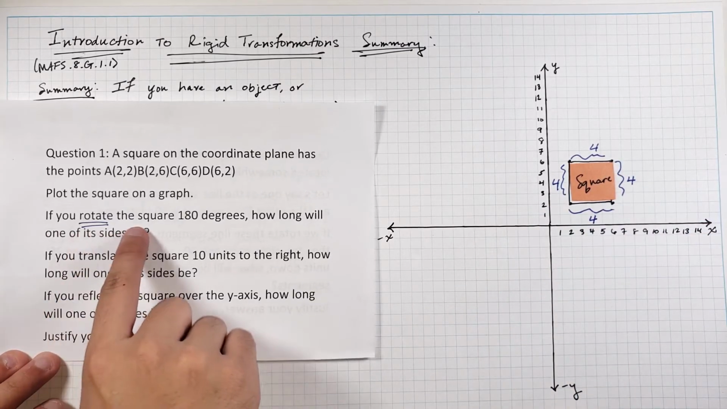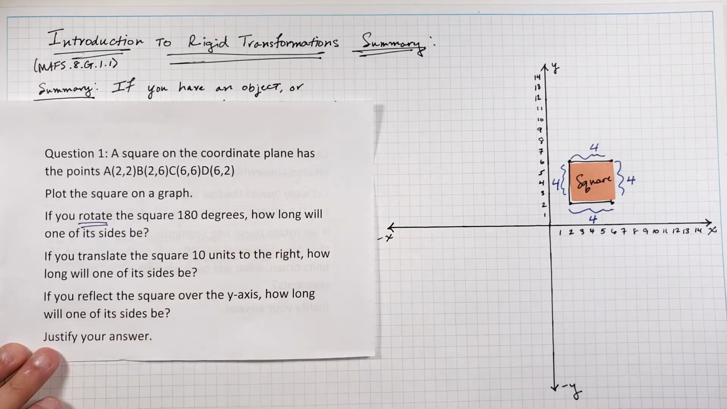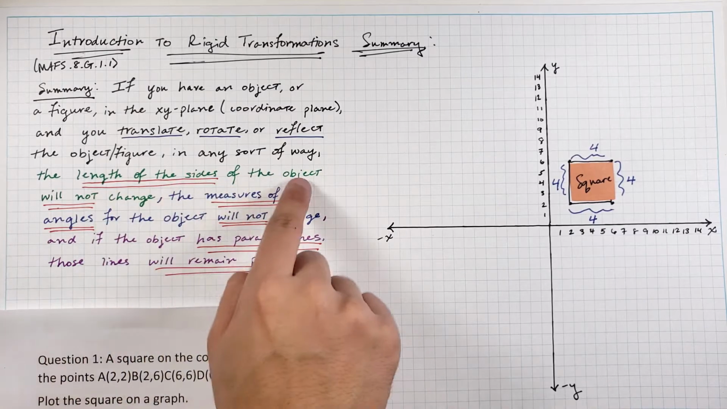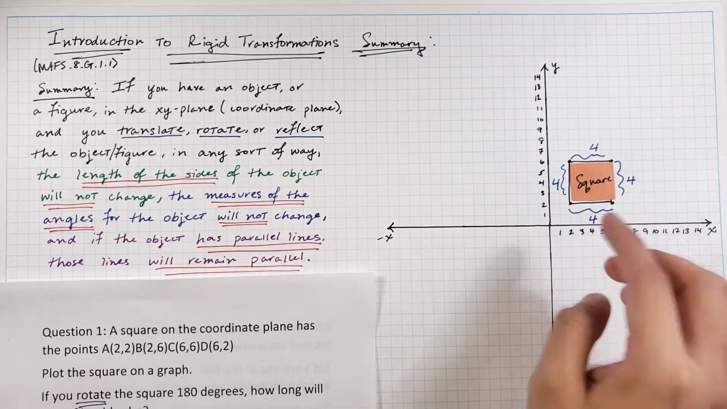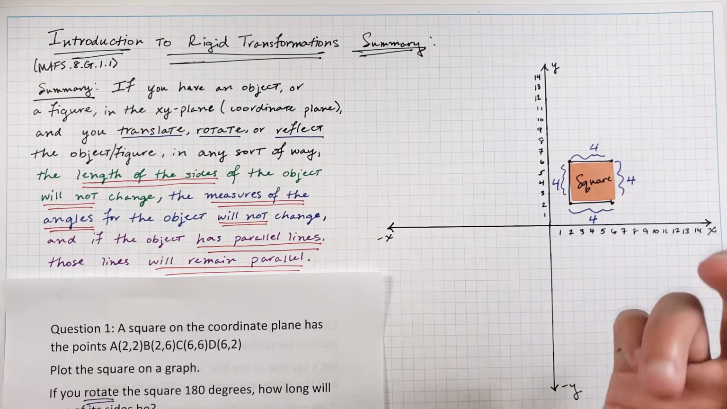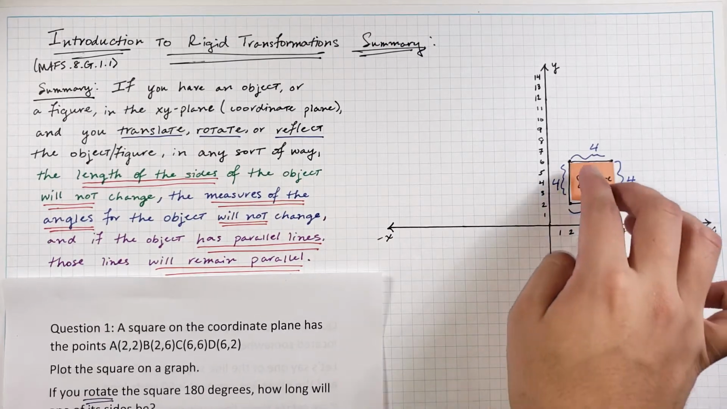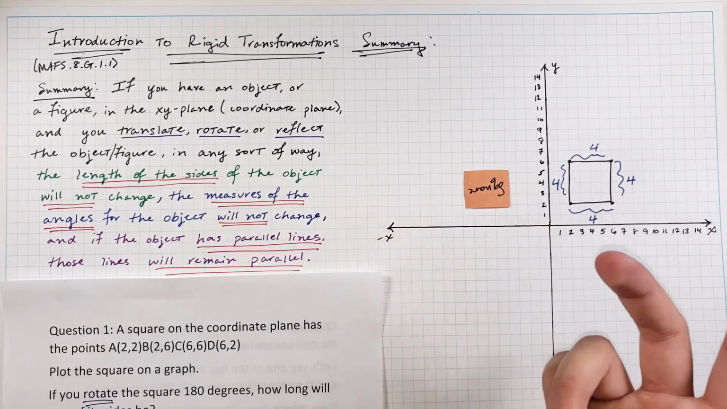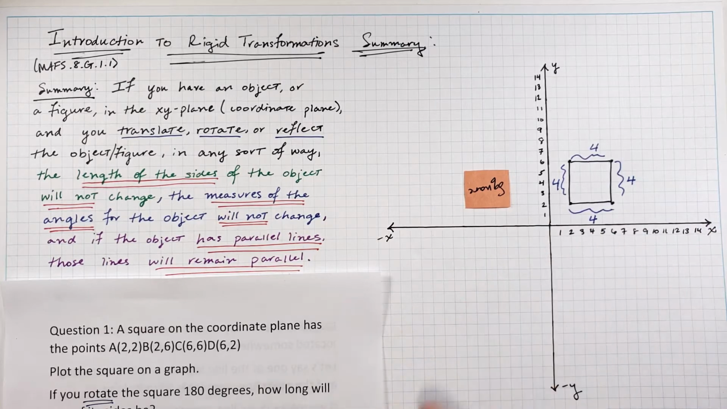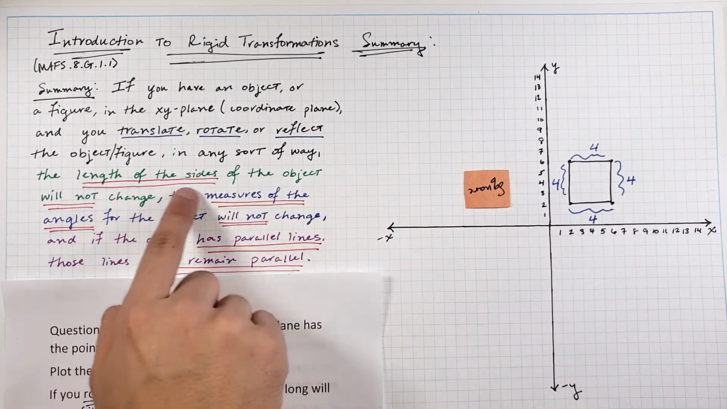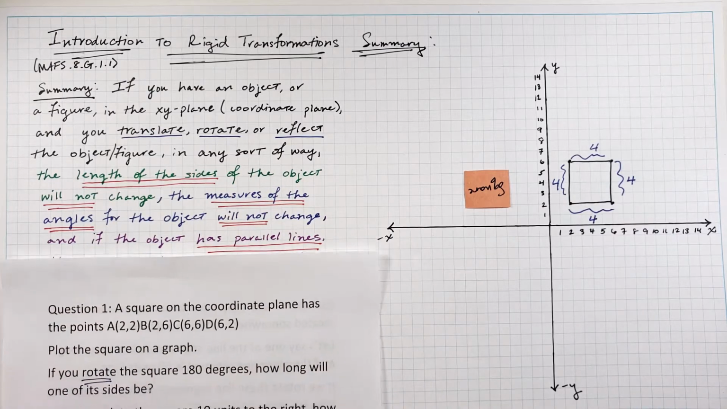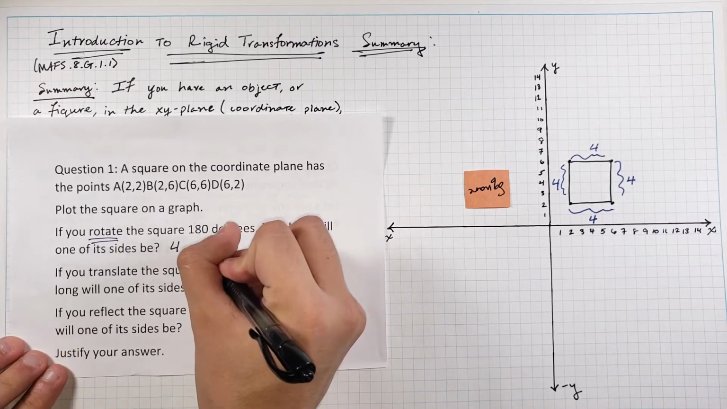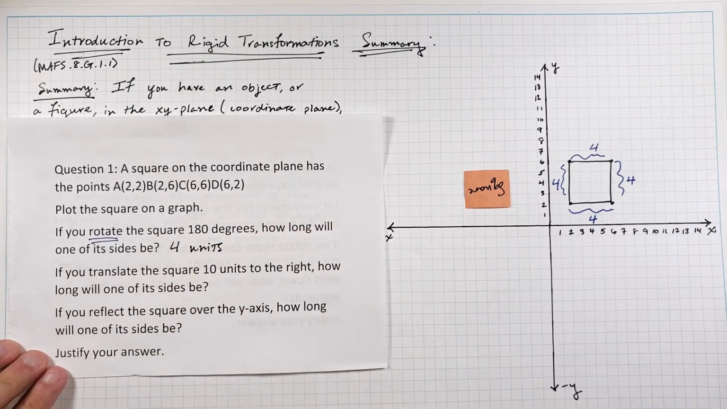And we're being told that it's being rotated 180 degrees. How long will one of its sides be? Well, for rotations, the length of the sides of the object will not change. So it's kind of like a trick question. It's just a very straightforward question. If you rotate this square 180 degrees, how long is one of its sides going to be? Well, the sides are still going to be 4 units long because rotations don't change the length of the sides. That's pretty much it. So the answer to this is just going to be 4 units. All right, that's it.